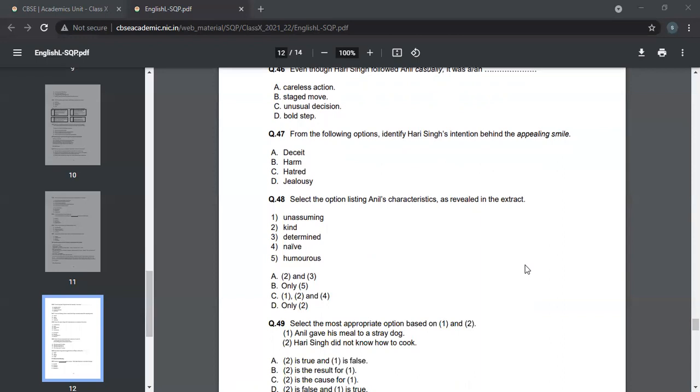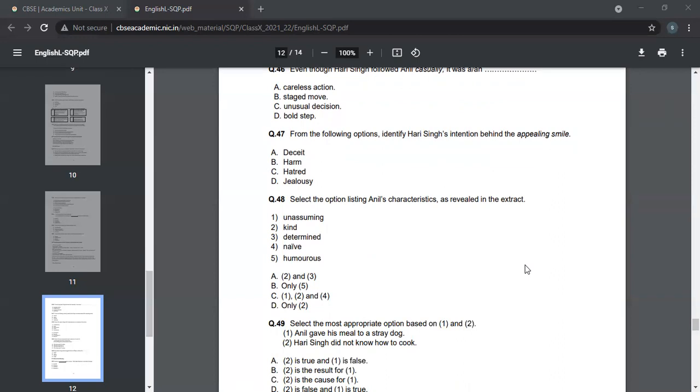From the following options, identify Hari Singh's intention behind the appealing smile. Kyu smile kar raha tha? What does it show? Deceit, harm, hatred, jealousy. Deceit. Ab aapki vocabulary bahut poor hai, aapko pata hi nahi hai deceit ka meaning kya. Deceit means to cheat someone. So deceit is the right answer here.